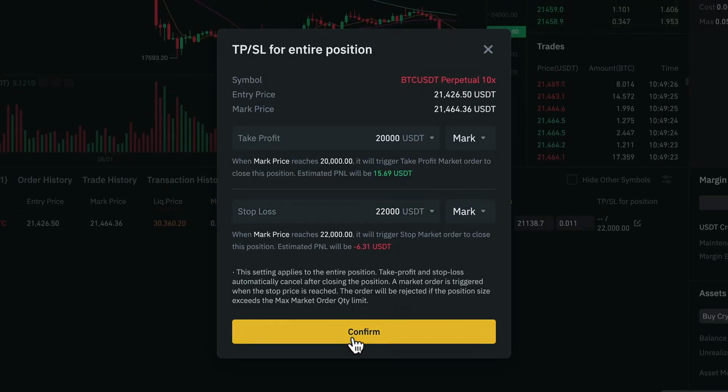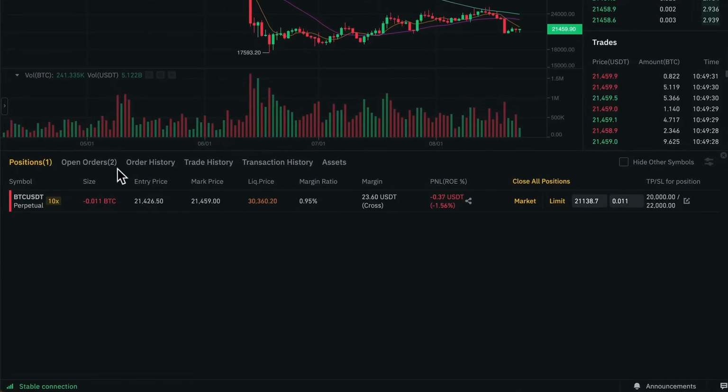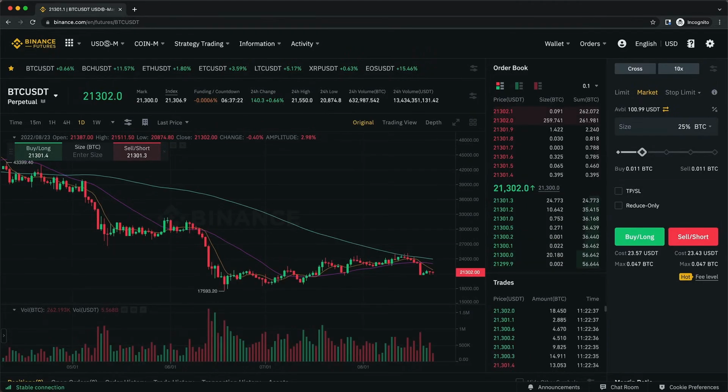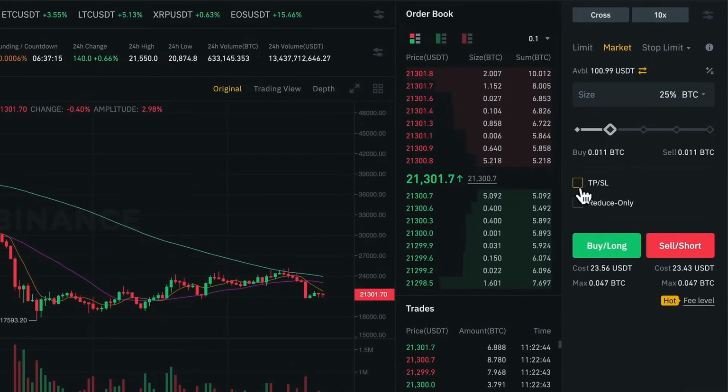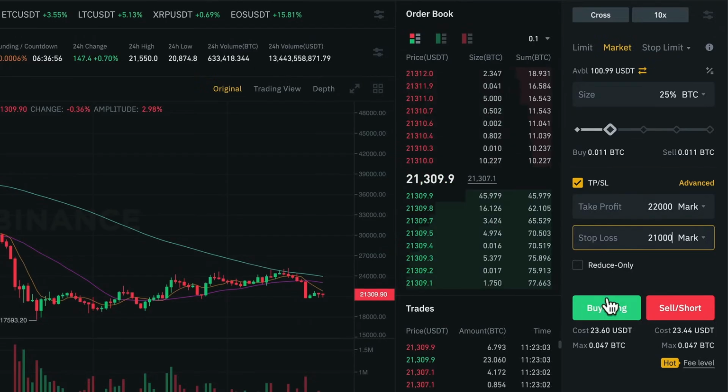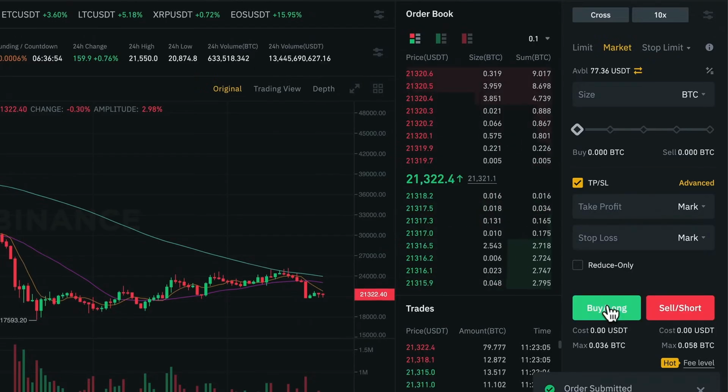When we click on Confirm, we can now see both the Take Profit and Stop Loss order in the Open Orders tab. We can also already set our Take Profit and/or Stop Loss before we open a position. We would just have to tick the TPSL function, which stands for Take Profit and Stop Loss. And then we just enter our Take Profit and Stop Loss before we go long or short on this future.